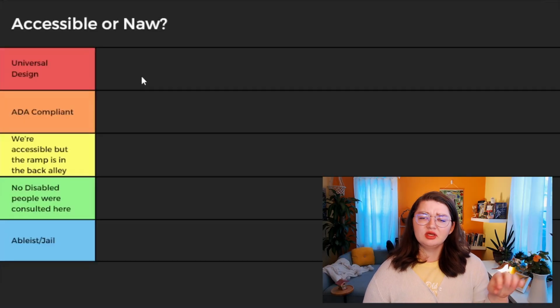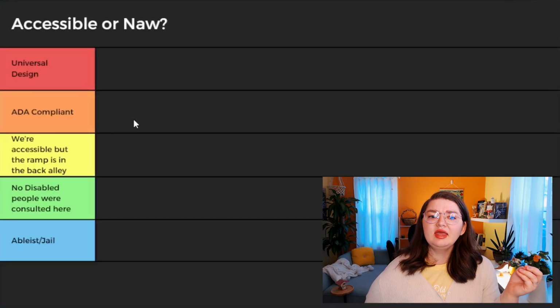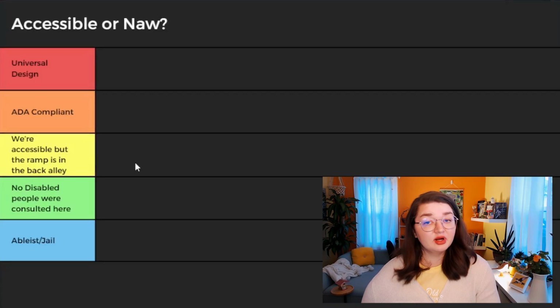The second tier down is close, but just enough, and it's going to be ADA compliant. If you're not from the US, ADA stands for the Americans with Disabilities Act. It is the framework that we use for legal accessibility here in the States. It was passed in 1990, so it has a lot of flaws, and it really needs updating. So what falls into this ADA compliant tier is technically legally accessible and correct, but could be better.